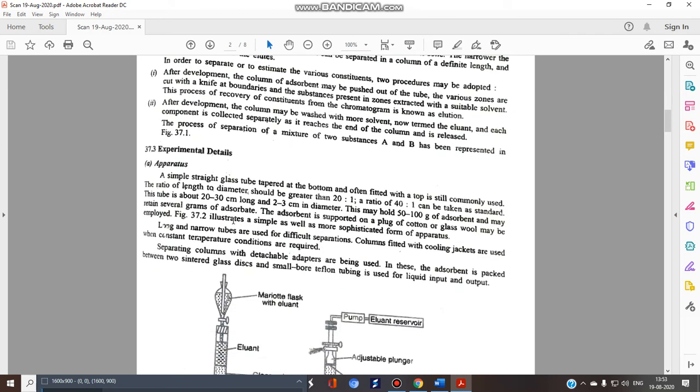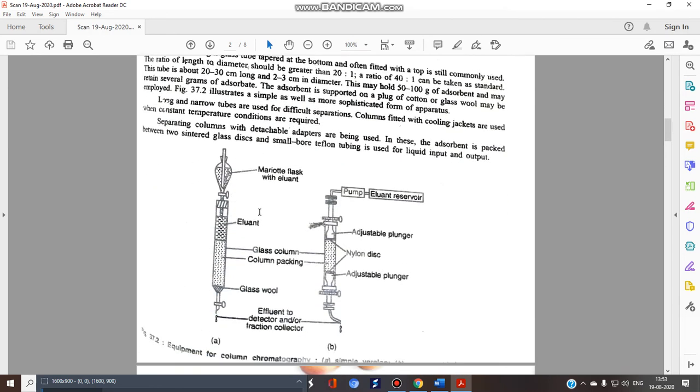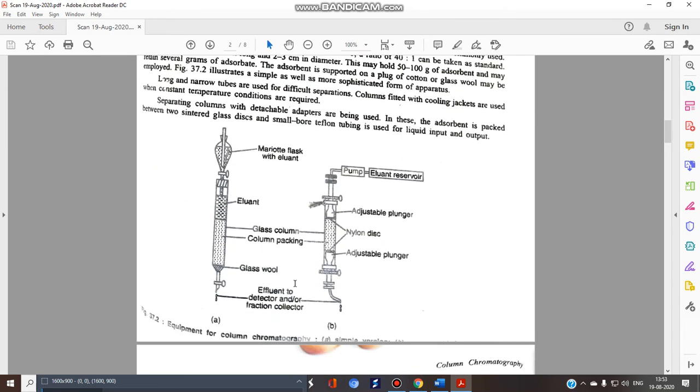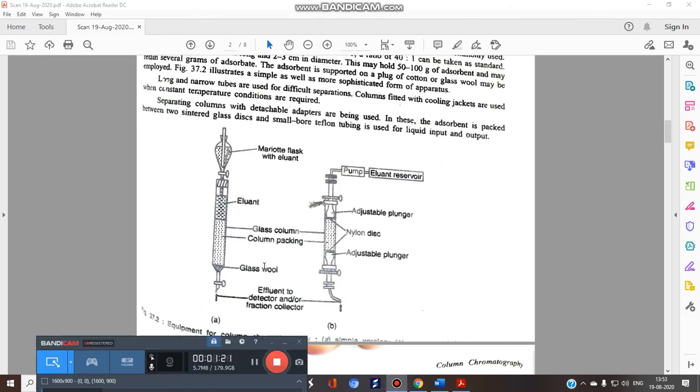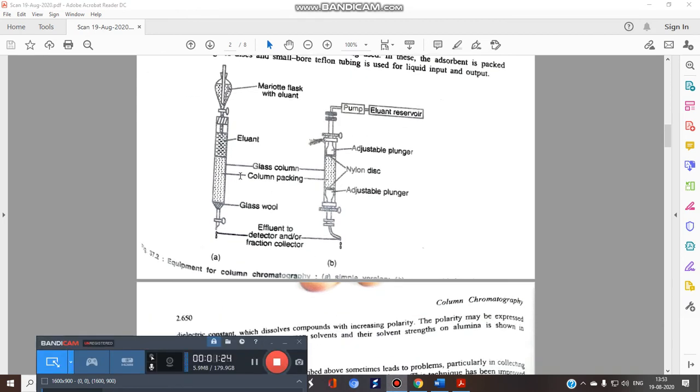Now see the apparatus. So this is the apparatus that is mentioned in this book. Again, as I told you earlier, the glass wool is only required in the case where you are using a non-sintered column, and sometimes we are using the sintered column. In that case, we don't need any glass wool. Okay, so this is the column packing, and we have discussed dry and wet methods of packing, and above that is the eluent, this is the mobile phase.